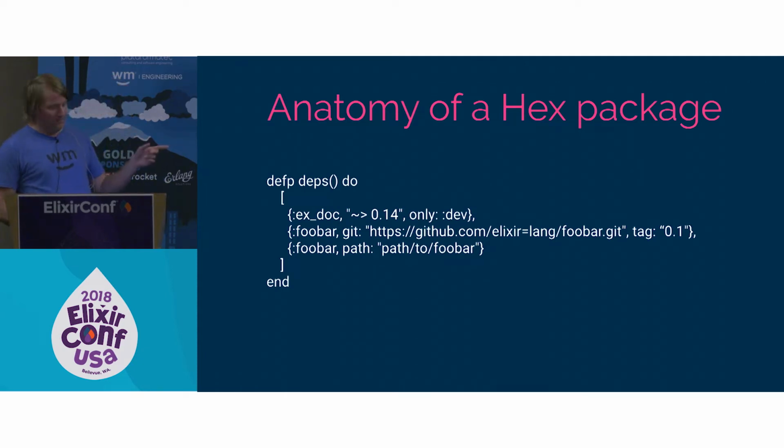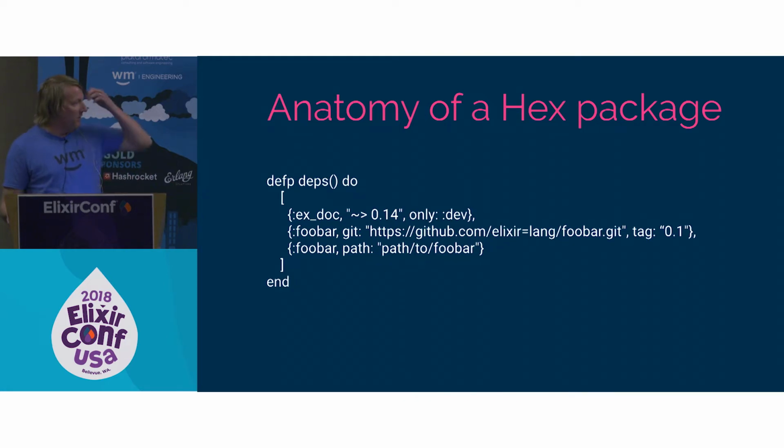The next section is the deps section. Your Hex package is a dependency, but your dependency can have other dependencies. What I really wanted to point out here is that you can load those dependencies from different sources. It's most common probably to load them from Hex, or the hex.pm website, which would be the top line there, which you're probably used to. But you could also load them directly from a Git repo or from a local path.